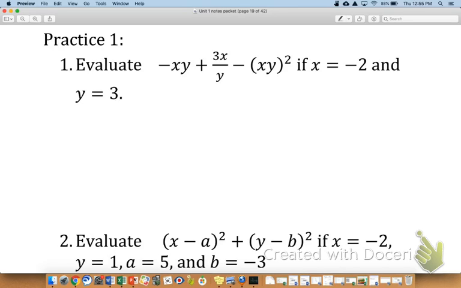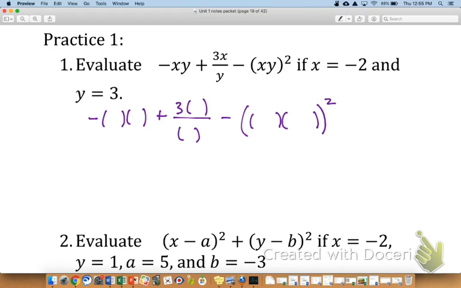So like I mentioned yesterday, we are going to replace all of the variables with empty parentheses to start off with. So it's going to be negative parentheses plus 3 parentheses over parentheses minus all this other stuff parentheses squared. So that would be my first step, just a bunch of blank spots inside the parentheses. And then we're going to drop in all of my values. So it's going to be -2 there, 3 there, -2 there and 3 there, -2 and 3.